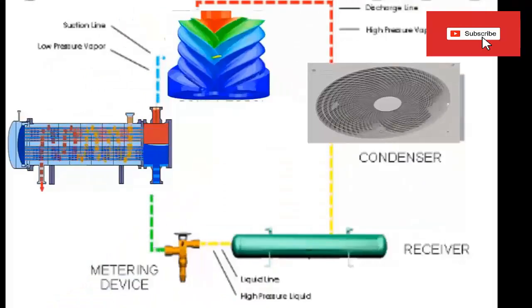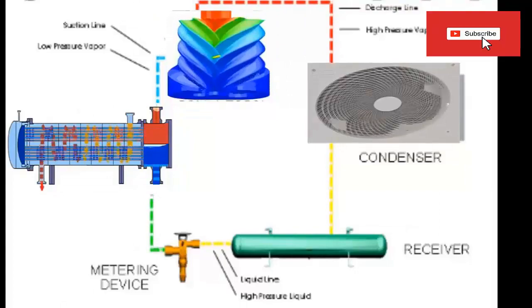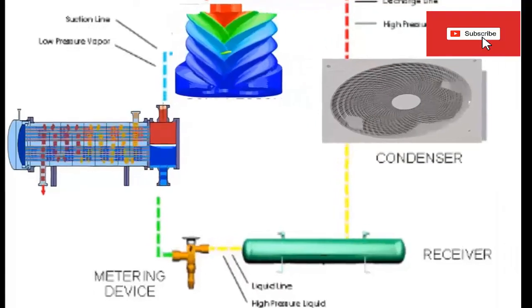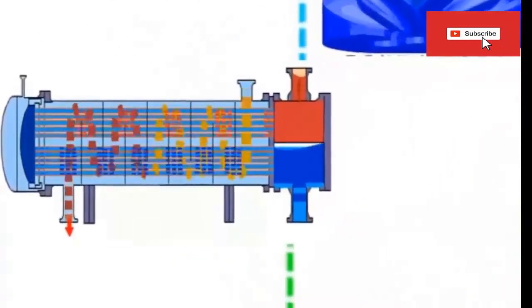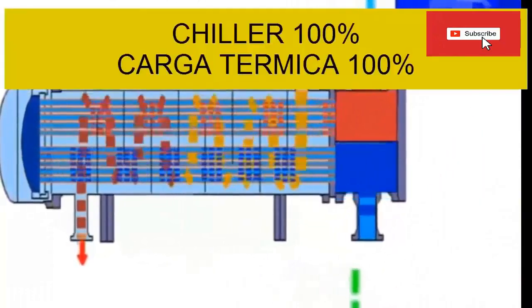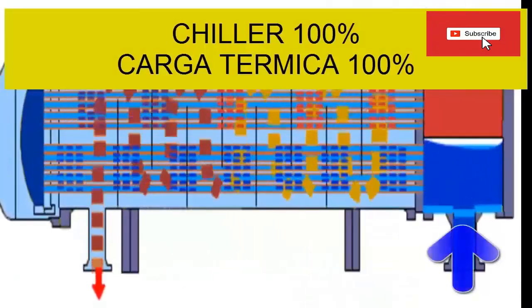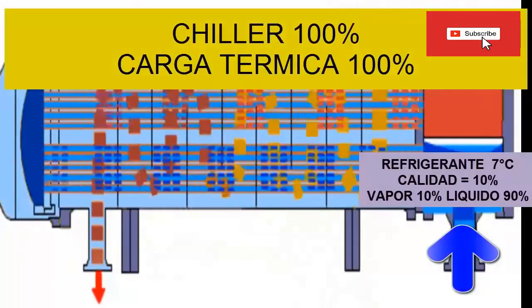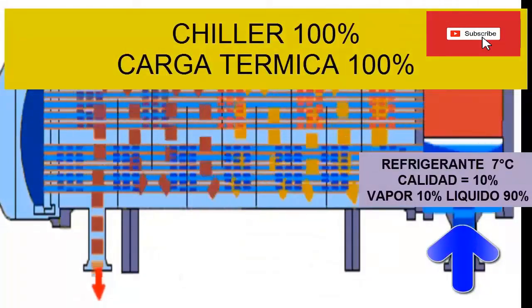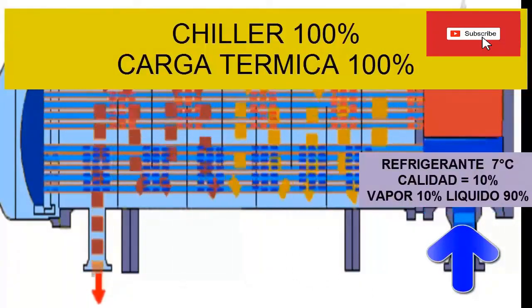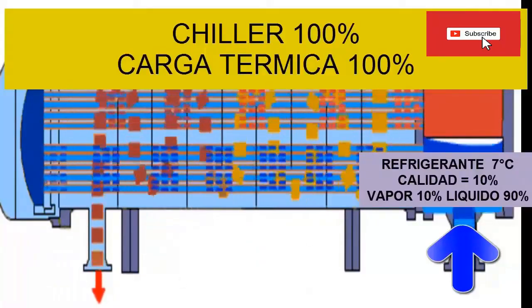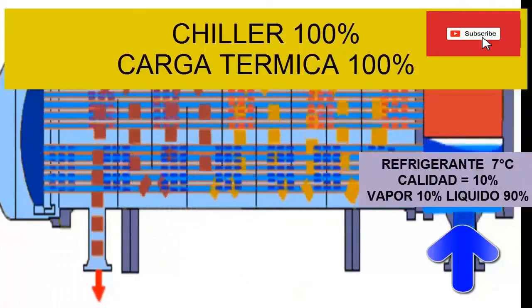2. At the same time, the refrigeration circuit is working correctly, according to the chiller control system. 3. At this moment the correct amount of refrigerant arrives at the evaporator of the chiller. 4. The refrigerant has a quality of 10%, that is, 90% is liquid and 10% is vapor. Let us remember that the quality of a refrigerant is a parameter that relates the quantity in the vapor phase with the total quantity of refrigerant.